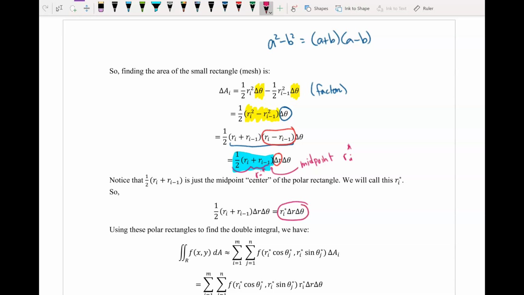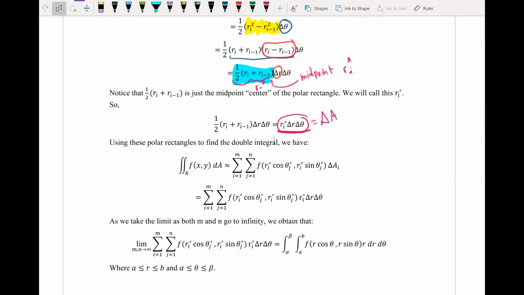So basically the change in the area is going to be equal to this guy. We've reduced it from something that we started off with to something that is a little bit more known. So now, remember, this is the formula that we wanted to convert. We know that x is equal to r cosine theta, so that's where this r_i star cosine theta_j star came from. Same thing with y, that's just r_i star sine theta_j star, and dA is going to be the change in A.